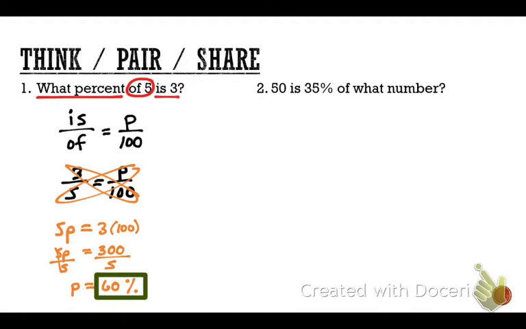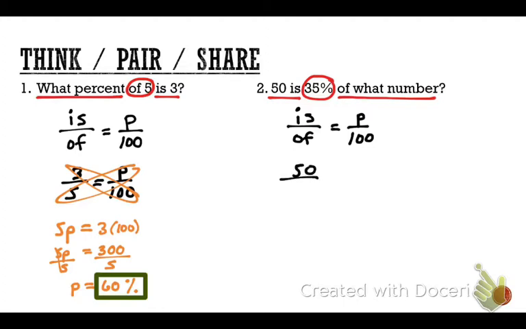All right, last and final problem. Who wants to help me with it? Angeline, what should I circle and underline? 50 is? Good job. That's our P. Very good. Everybody start off by writing is over of equals P over 100. Angeline, what's my is? Good job. What's my of? X. And what's my P? 35. So we're going to write 35 over 100.